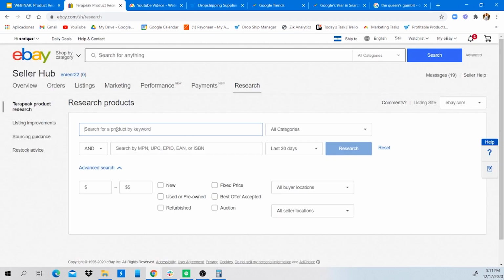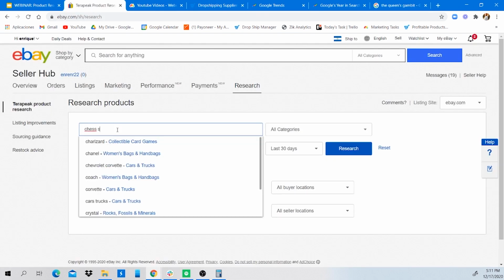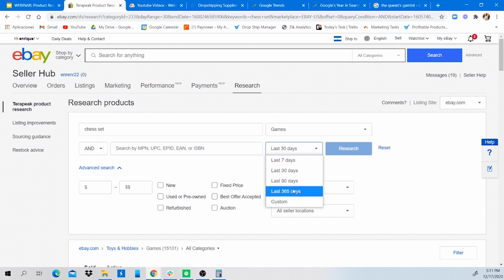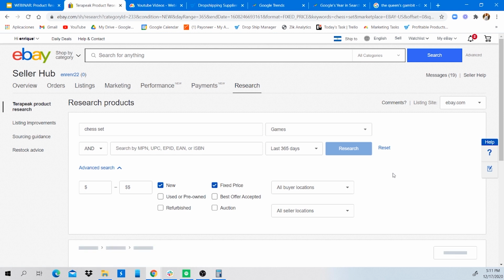So let's head back to Terapeak. Let's use the keywords chess sets, right? Now, when it comes to analyzing a trend, you don't want to analyze it within the last 30 days. You want to see the full year to have a better and clearer picture. So once you place the keywords, head over here and change this to the last 365 days, which is the full year. And before you hit the search button, you want to find new products with a fixed price. And then you're ready. Click on research, and this is what we get.